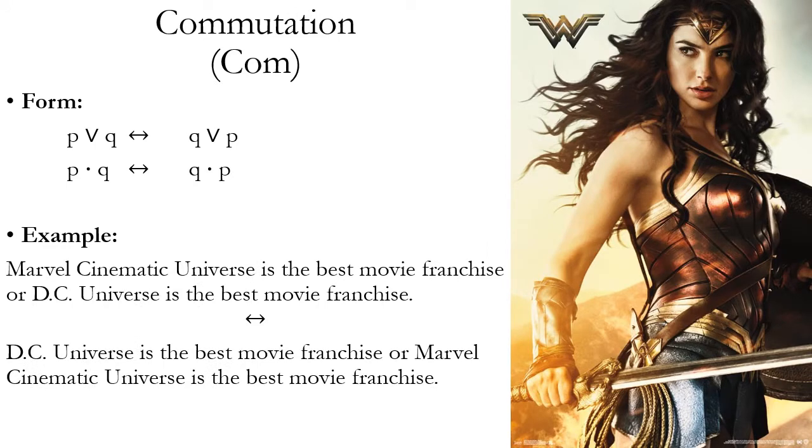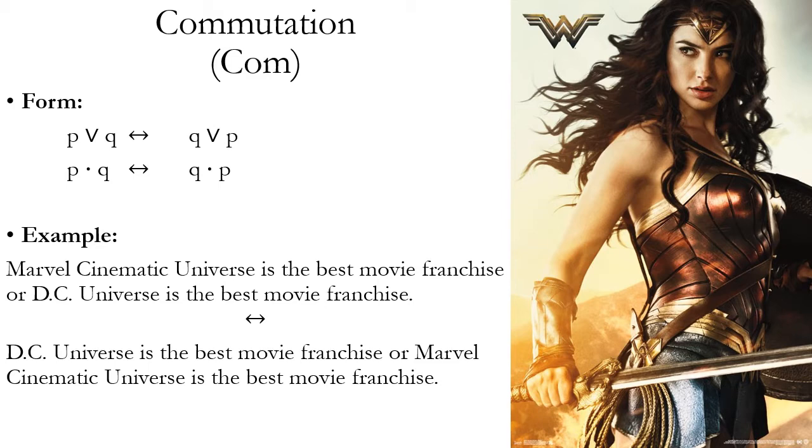Commutation is a replacement rule that allows you to flip the order of disjuncts or conjuncts. So there's two different versions of the rule. Use the same rule for both cases. Here's a natural language example. Marvel Cinematic Universe is the best movie franchise, or DC Universe is the best movie franchise. That's logically equivalent to DC Universe is the best or Marvel is the best.